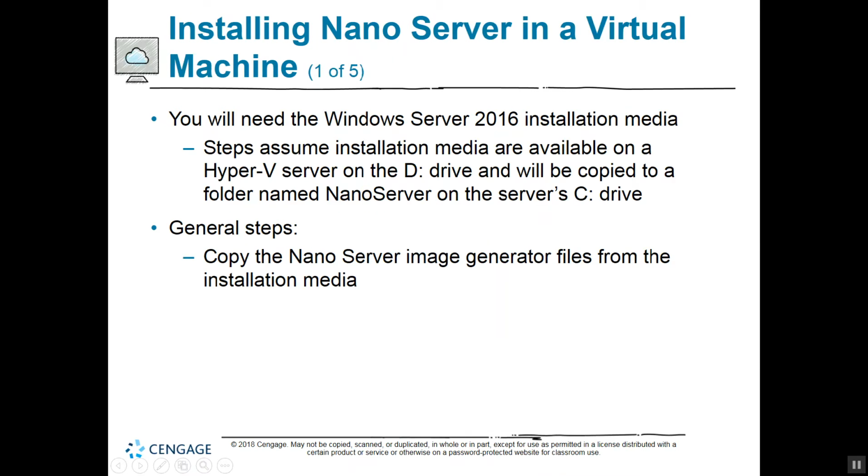Now, you'll need Windows Server 2016 installation media, and the steps assume the installation media is available on a Hyper-V server on a D drive. It will be copied to a folder named NanoServer on the server's C drive. Now, copy the Nano Server image generator files from the installation media.